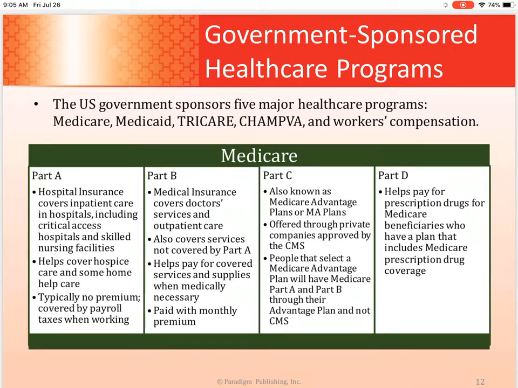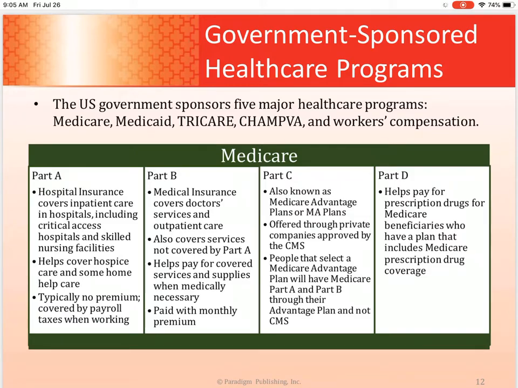So these plans are offered through private companies approved by CMS. People who select a Medicare Advantage plan will have Part A and Part B through their Advantage plan and not CMS. So CMS has kind of given the rights to other third-party companies to manage subscribers' Medicare A and B plans. So you're contacting your Medicare Advantage plan if you have an issue, not Medicare.